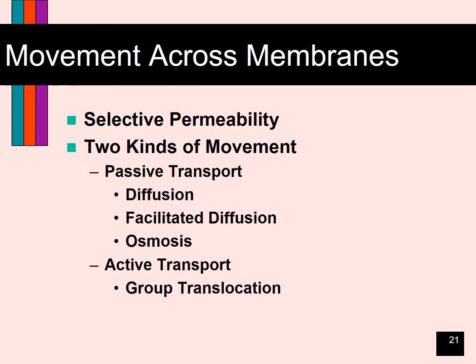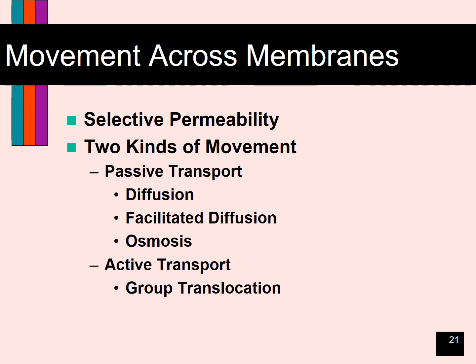Okay, I just want to review passive and active transport, and we'll go through some examples. But the membrane is selectively permeable, okay, which means that some things pass through the membrane more easily than others.